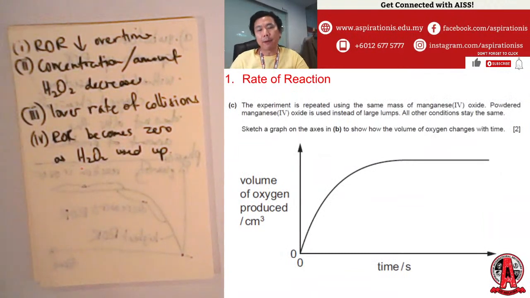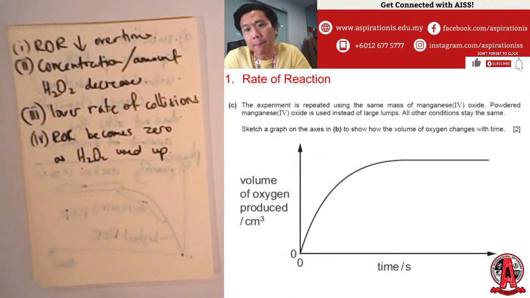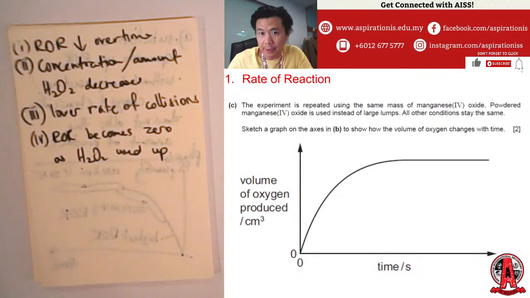Now, the experiment is repeated using the same mass of magnesium oxide. Alright, same mass, but now they use powdered magnesium oxide instead of large lumps. So I hope that you remember the magnesium.